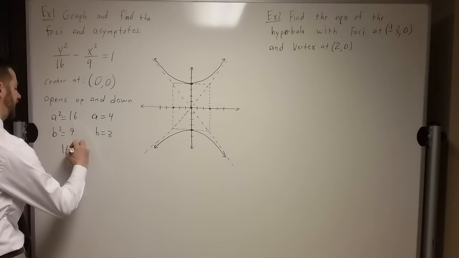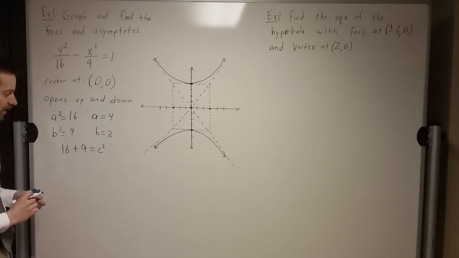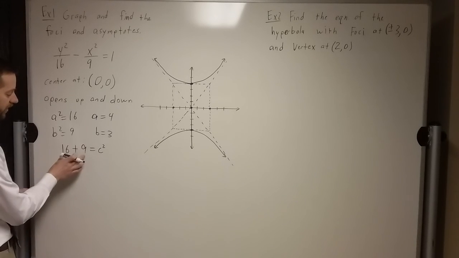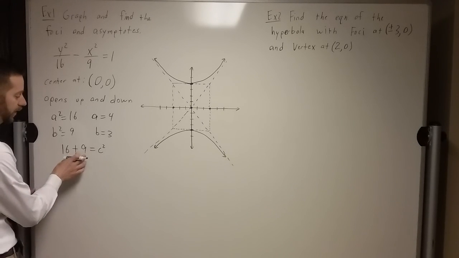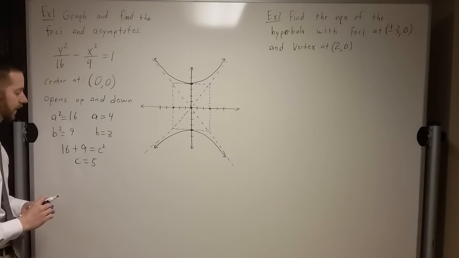And so putting them into a squared plus b squared equals c squared, it looks like this. 16 plus 9 equals c squared. 16 plus 9, that's 25. So I have 25 equals c squared, which means c is 5.